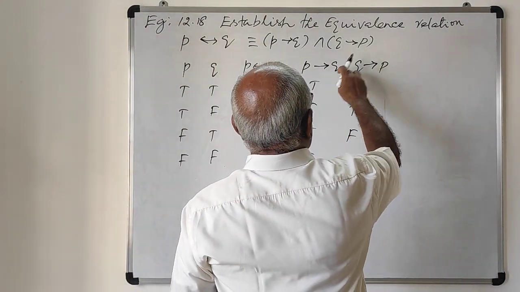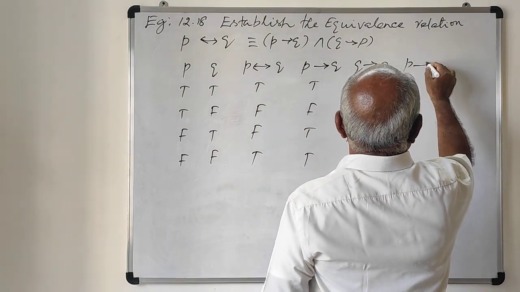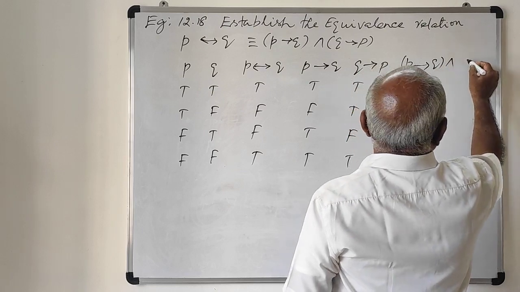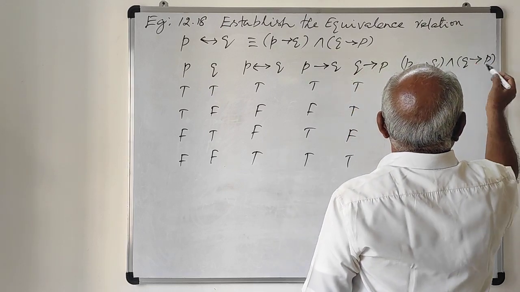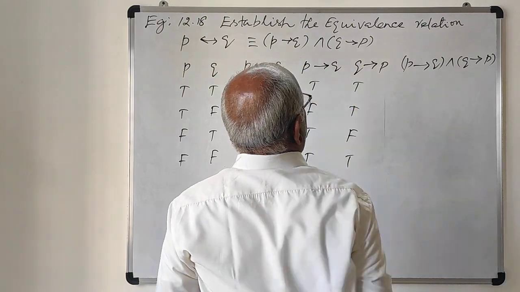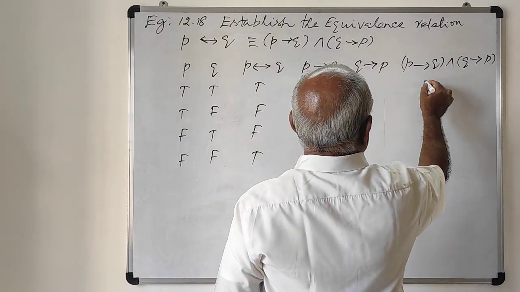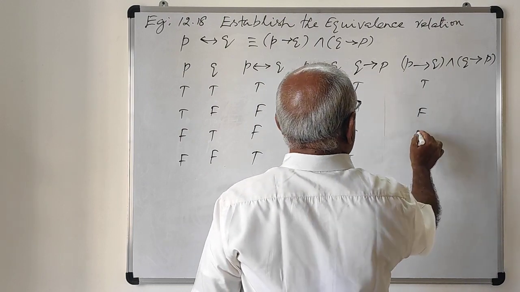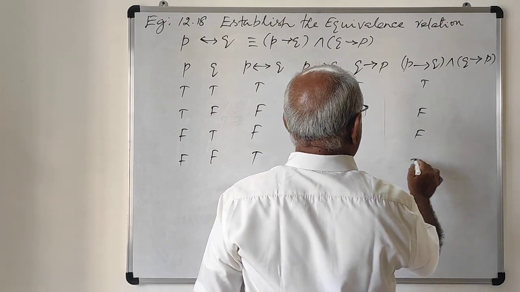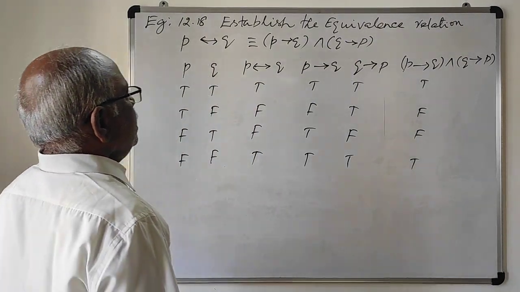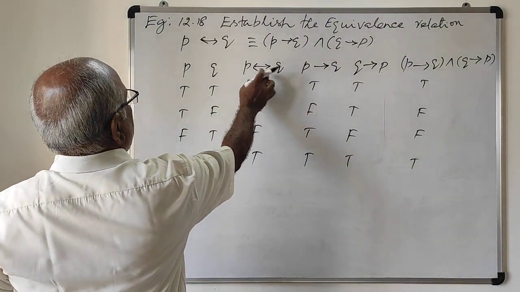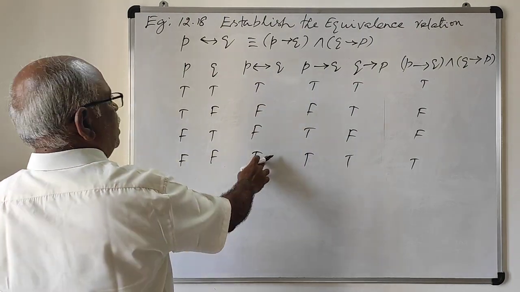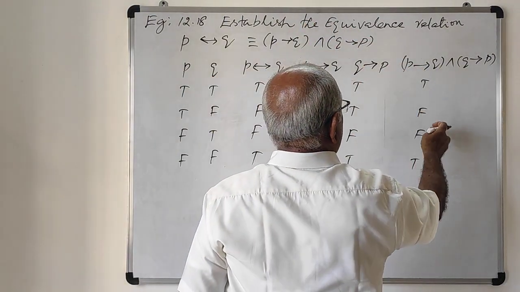Conjunction of P implies Q and Q implies P. For these two cases, we have to take the conjunction. If both are T, the truth value is T. If any one is F, the truth value is F. If both are F, F. See, the third column, P if and only if Q has truth values T, F, F, T, and the final condition is T, F, F, T.